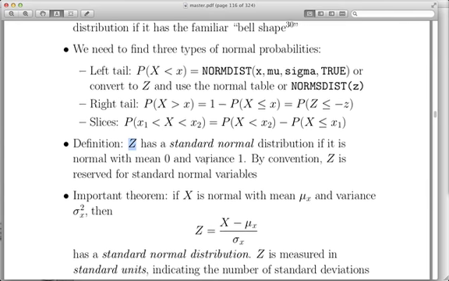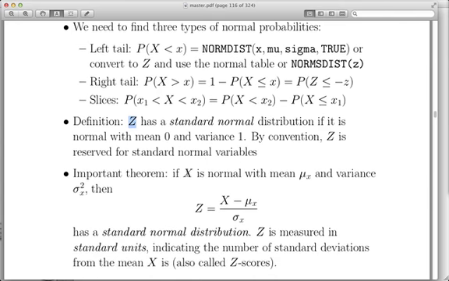So I call this the important theorem. If X is any old normal curve with some mean mu and some variance sigma squared, then you can convert it into a Z just by taking X minus the mean divided by the standard deviation. Okay. Now, you did hear me say that in the olden days this is what you do.